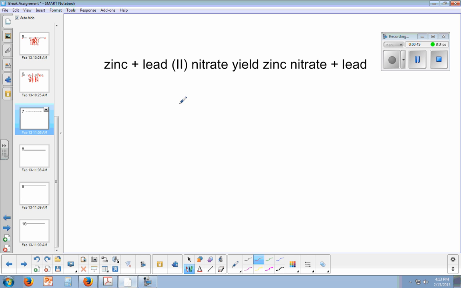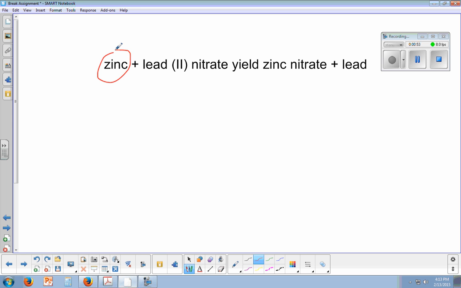So how am I going to do this? The first thing says zinc. Zinc is just an element. It's a metal. And metals are all monatomic, meaning that it's just one atom. So when it says zinc, I'm literally going to just write the symbol, which is Zn. So you're going to need your periodic table to make sure you know what these symbols are, and of course for charges too. The next part says plus, so I put my plus, and this says lead 2 nitrate.